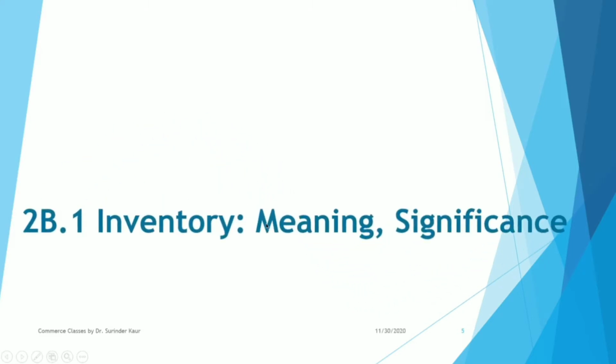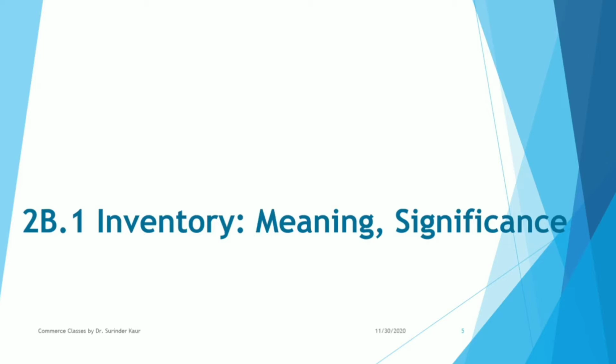So starting with the first part, that is inventory, meaning and significance. Before we take up the relevant slide, let us first understand inventories. What do you think, what is an inventory for a business? Like in 11th and 12th standard, you have gone through the term inventory. You have seen this in trading and P&L account. You have opening stock, closing stock. The term stock is also called inventory. So basically inventory means stock.